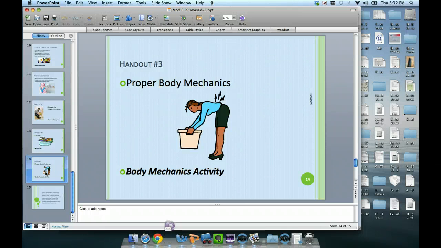So body mechanics are something that you guys have also talked about in Health Science 2. Those of you that will have me in the fall and the spring will get great detail about body mechanics. You only have one back, and if you demolish your back, you will be in deep trouble for the rest of your life.